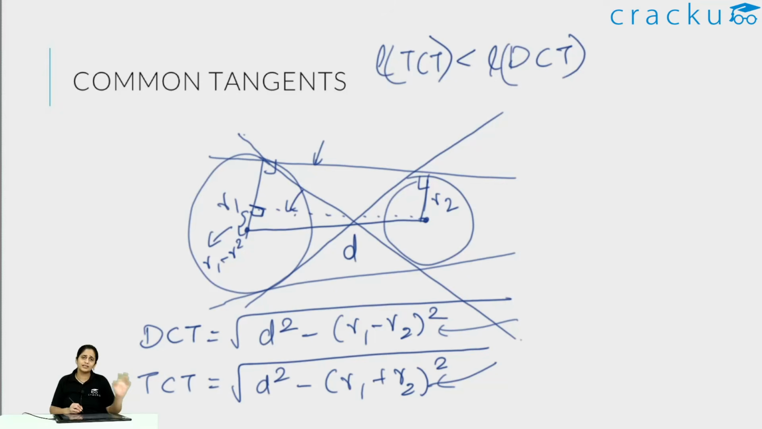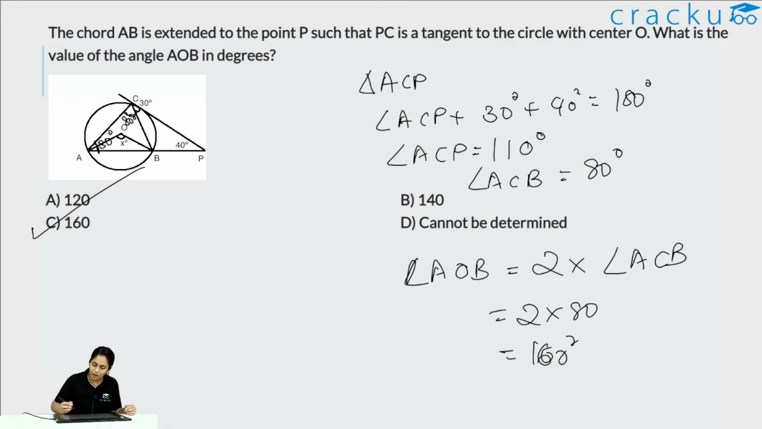Similarly, you can use the same concept to figure out the length of the transverse common tangent also. But in an actual CAT scenario, figuring out the formula is almost impossible. You will not be able to solve it in time. So try to remember this formula: length of direct common tangent, length of transverse common tangent. So let's take a look at a question based on this topic.